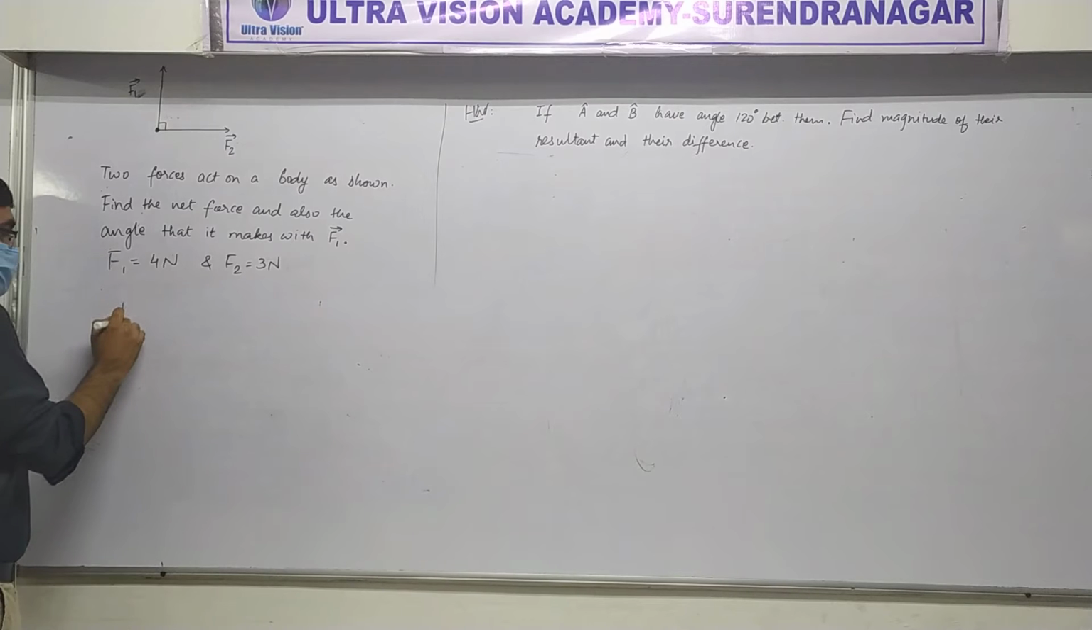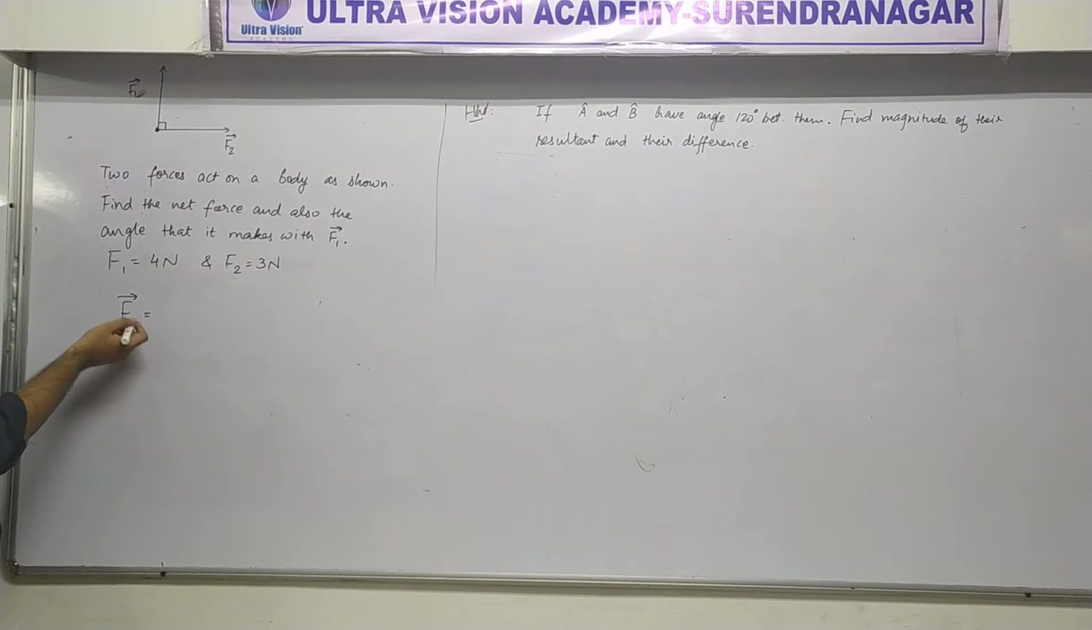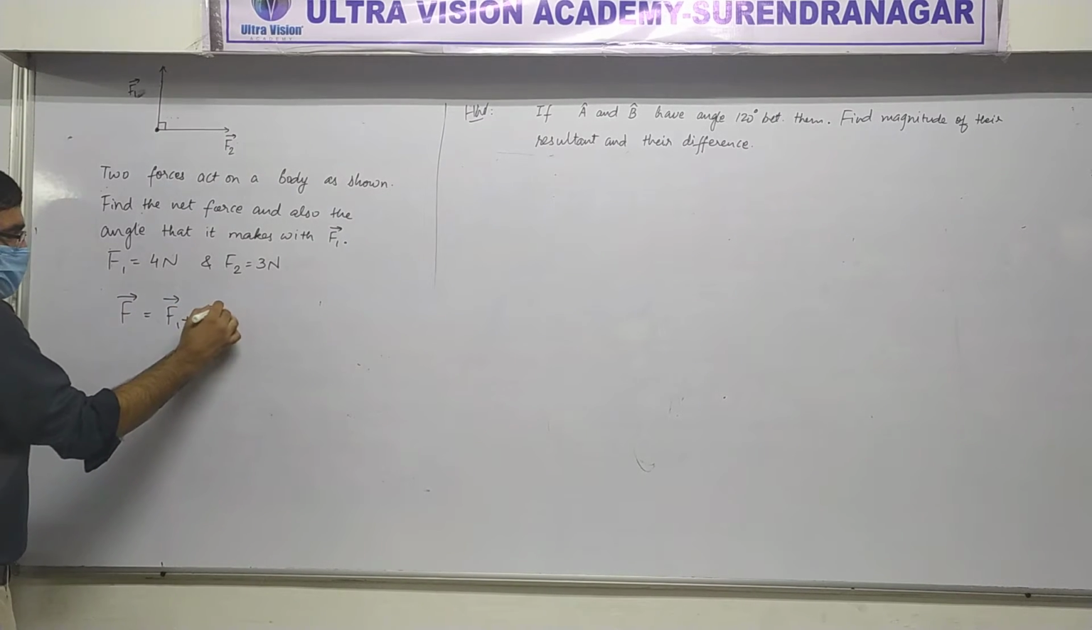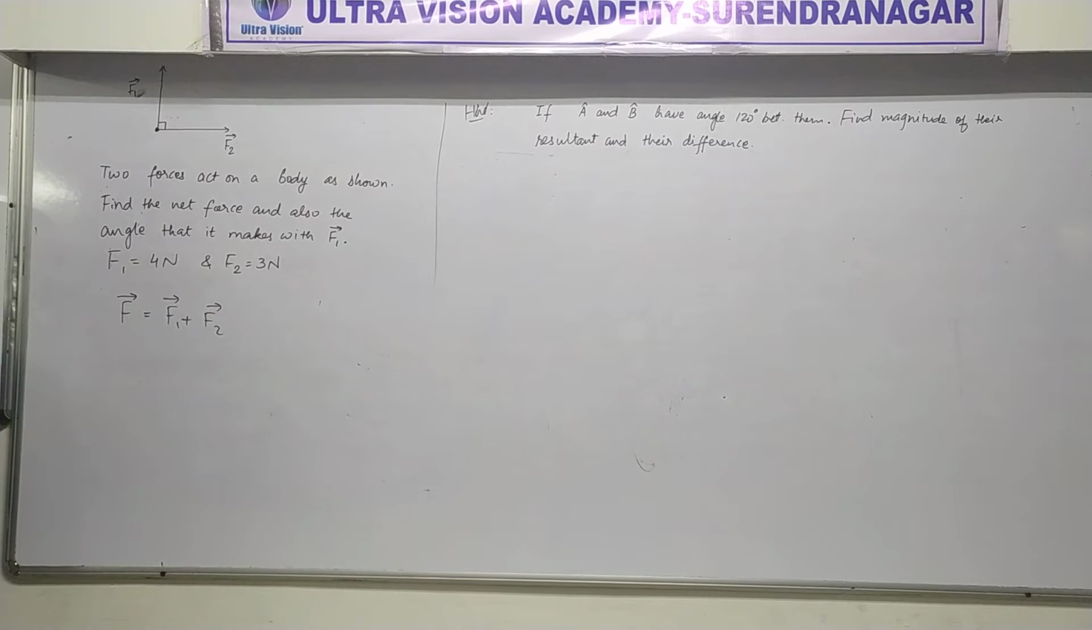So if I want to find total force, let's say F, or I can also call it resultant, R for resultant. Resultant means addition, right? So you can call it R, you can call it F, no problem. So this is going to be F1 vector plus F2 vector. Did you understand this equation? Yes.